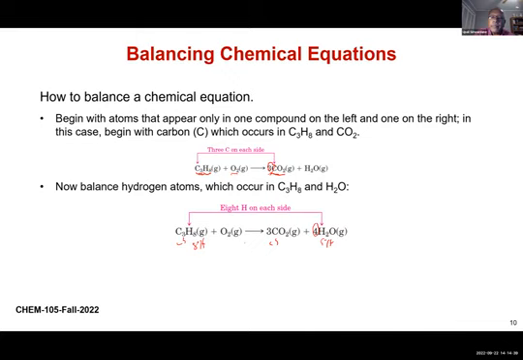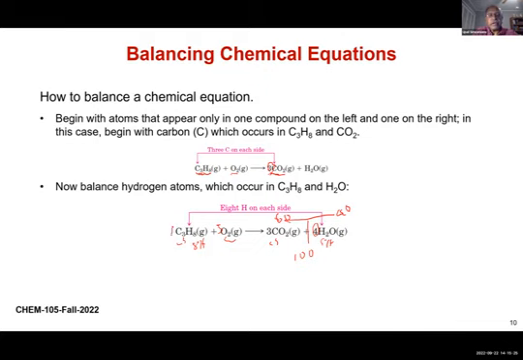Oxygen, start with the right side. 4 oxygens. How do I get 4 oxygens? 4 times 1. Then 3 times 2 is 6 oxygens. 4 plus 6 is 10 oxygens together. So you have only 2 here. How do you make 2 into 10? You put a 5 in front of here. It makes 10.